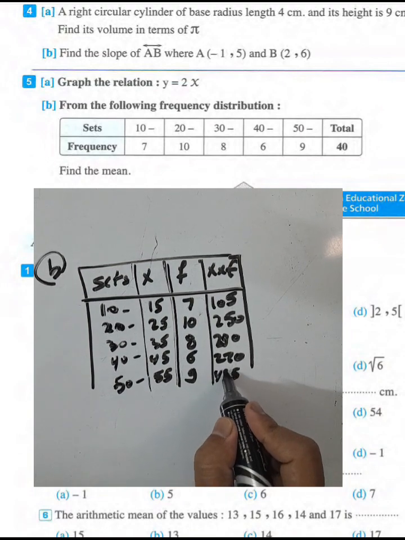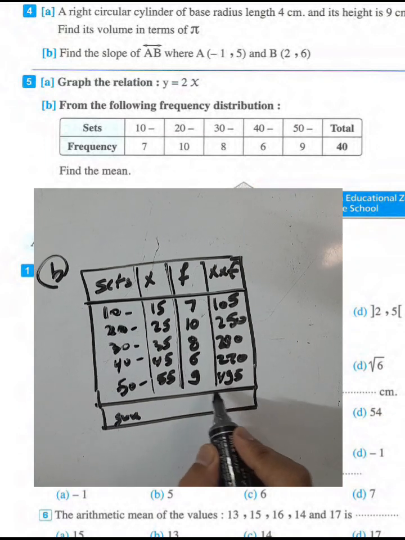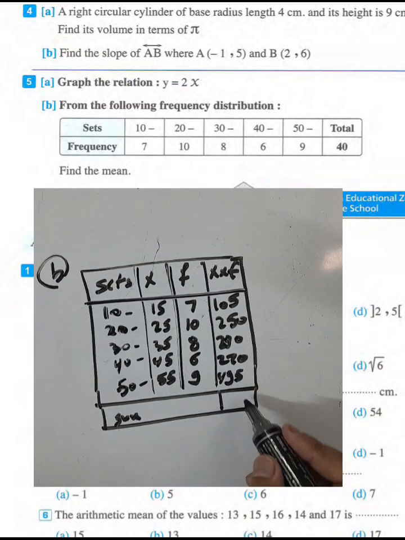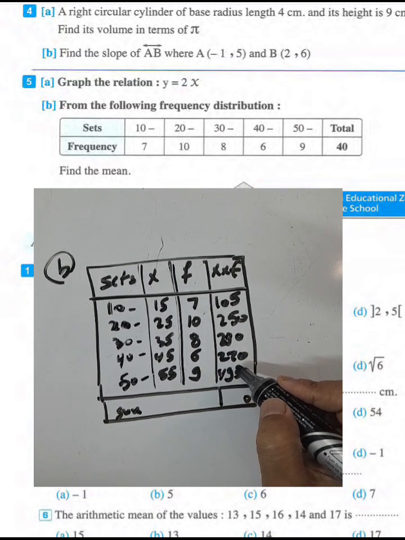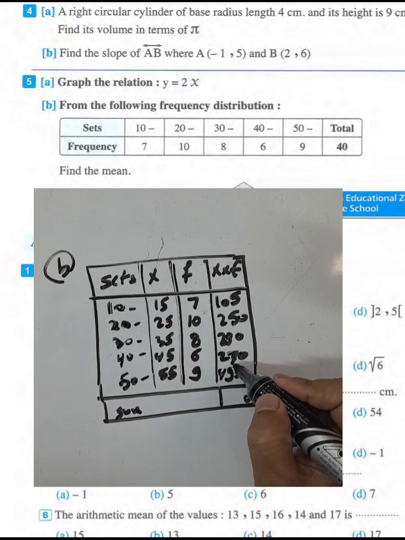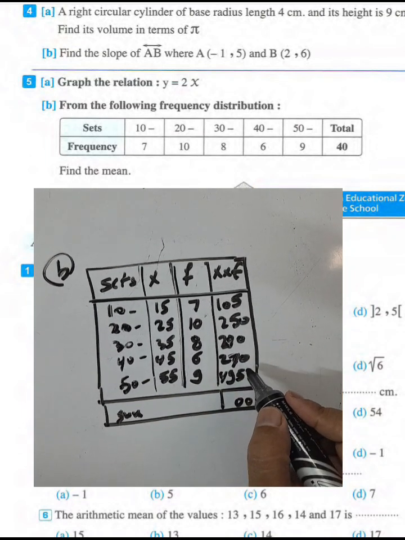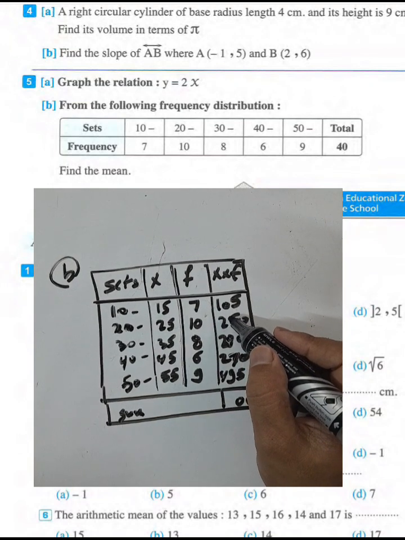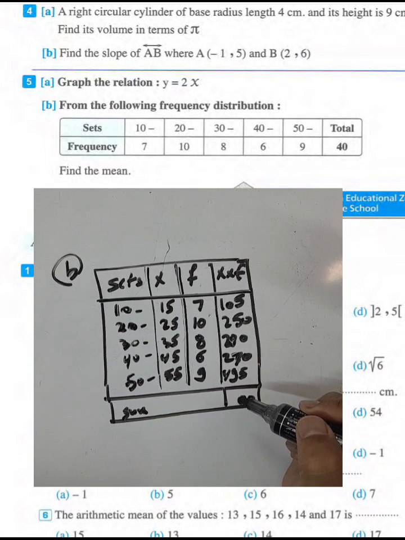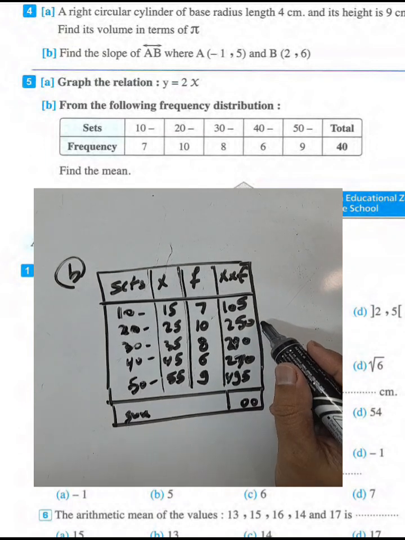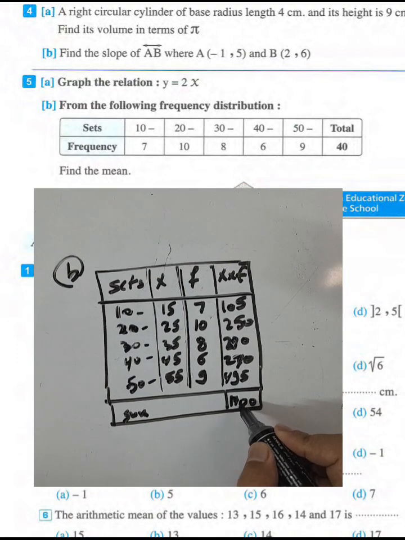And then we add them to find the sum of the products. 0 plus 5 is 5, plus 0 is 5, 0 plus 5, then the tens, and carry 1. We add 105, 250, 280, 270, and 495. The result will be 1400.